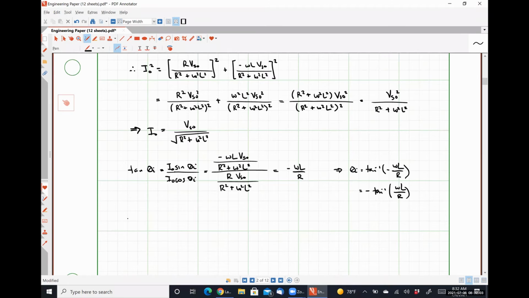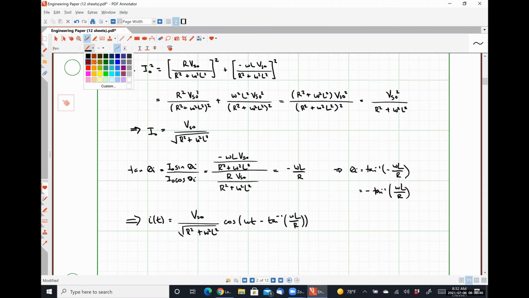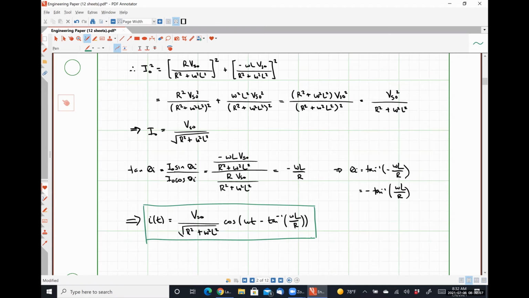So putting these results together, I of t then becomes Vs naught divided by square root of R squared plus omega squared L squared, cosine omega t minus the inverse tangent of omega L over R. So we finally have this guy in our expected form. And it only took us half an hour.